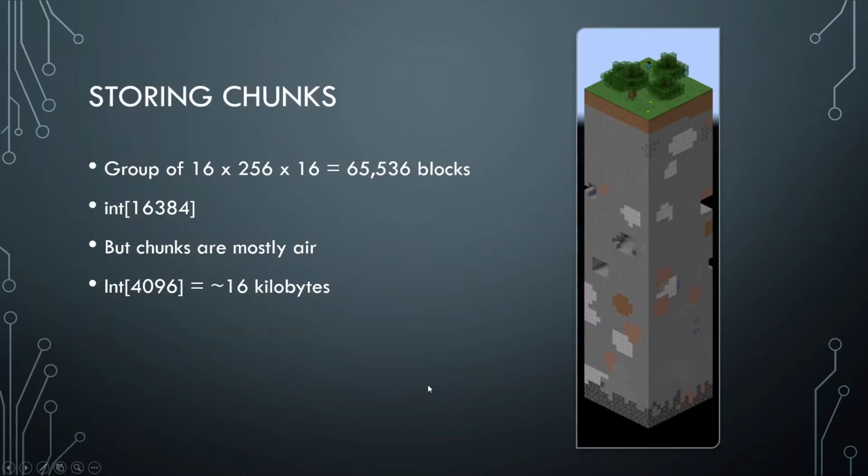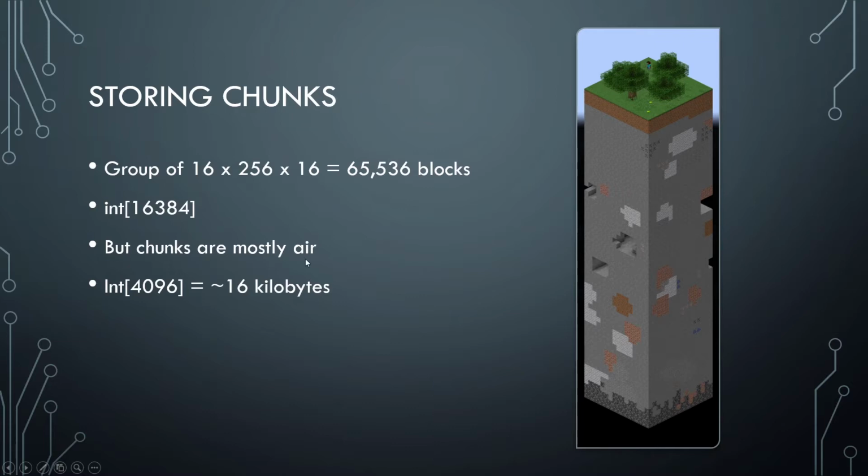So we said a chunk. This is what a chunk looks like. It is a group of 16 by 256 by 16 blocks, or 65,536 blocks, which means that you would need an integer array of 16,384 integers, right? That's what this number is, divided by 4. So it's blocks divided by 4 bytes gives you the size in integers.